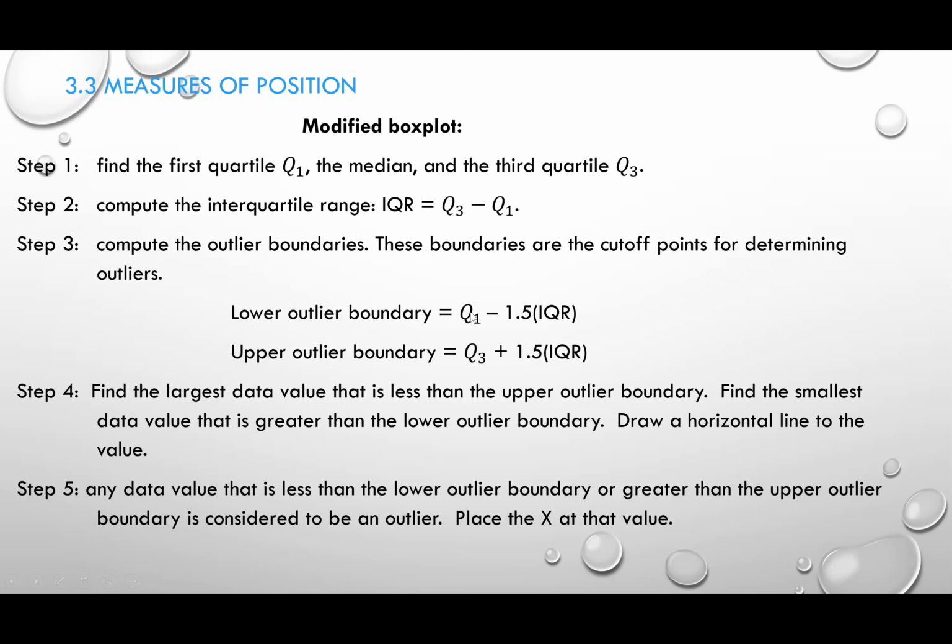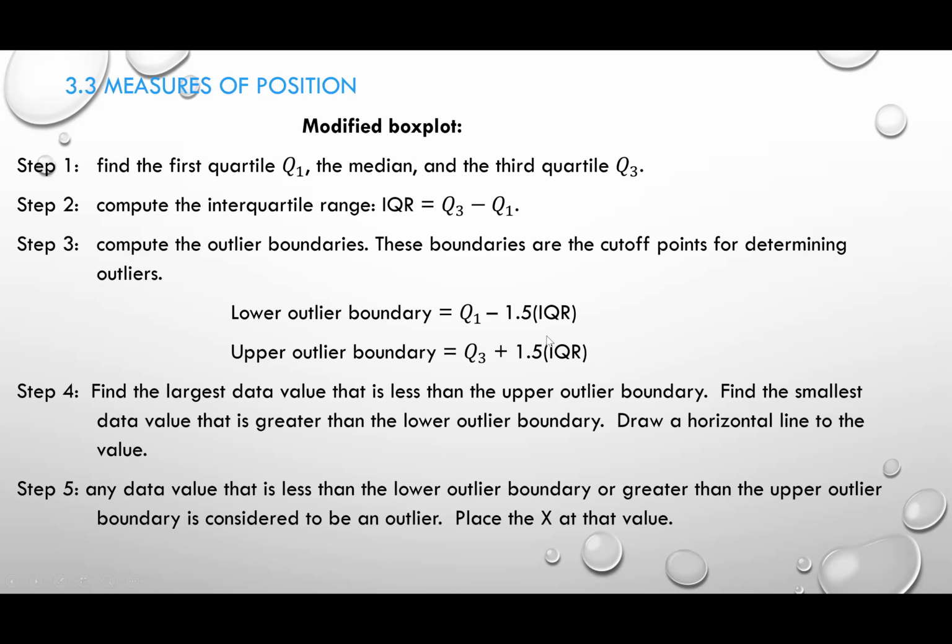And to find the lower boundary, you need to take Q1 minus 1.5. This is the fixed number. It's just a number that they come up with. The limit of the item, which is 1.5, times the IQR. And the upper limit, or the upper outlier boundary, is Q3 plus 1.5 times the IQR.